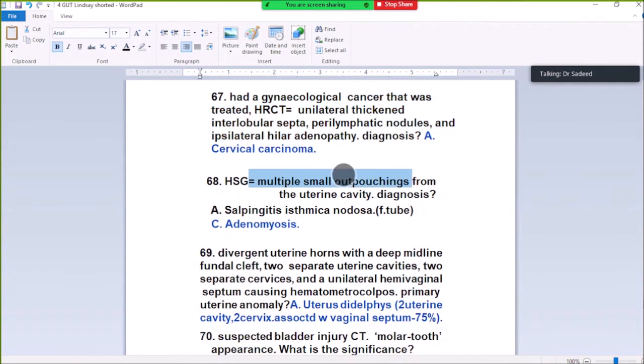Question 68. HSG shows multiple small outpouchings from the uterine cavity. Diagnosis: adenomyosis. Salpingitis isthmica nodosa is multiple outpouching from the fallopian tube, but this is adenomyosis from the uterine cavity.